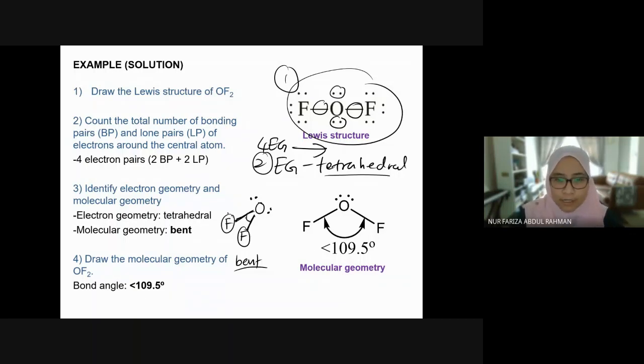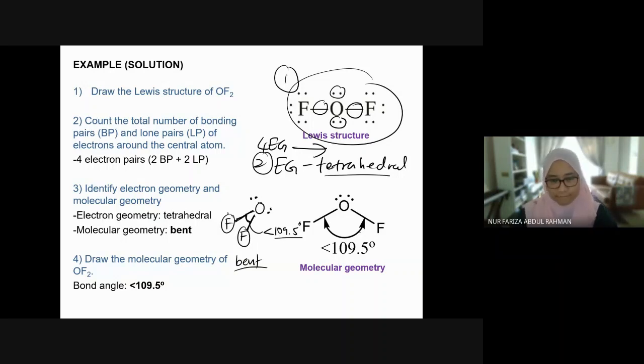Okay, how about the bond angle? Okay, remember for tetrahedral, ideally that means there's no lone pair, the bond angle should be 109.5. So this one, it should be less than 109.5. Don't just say less than 120, you can't. Less than 90, you can't do that. It must be based on its original electron geometry, which is 109.5.